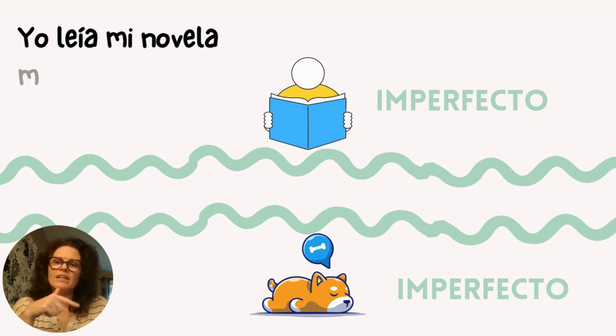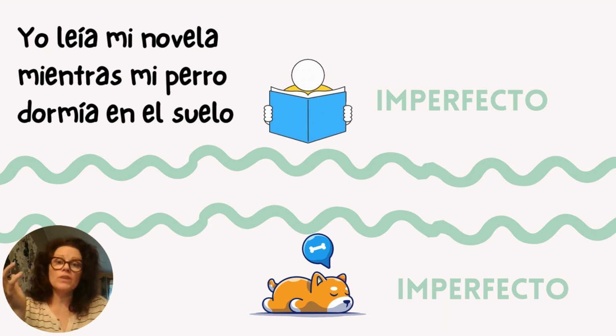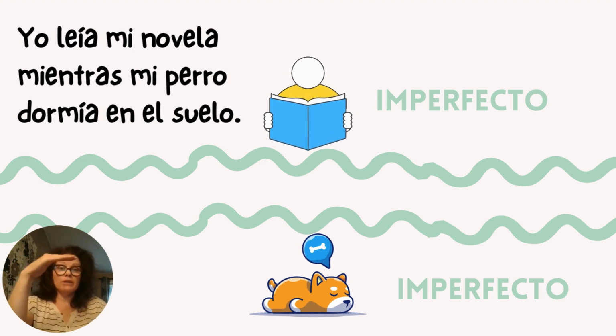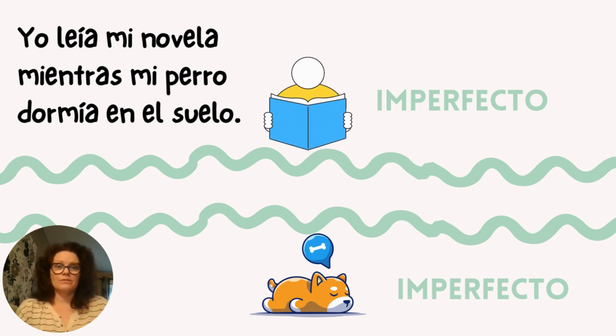Perhaps my dog is sleeping on the floor beside me. So then these two actions are both in progress at the same time. Me reading, dog sleeping. Yo leía mi novela mientras mi perro dormía en el suelo.